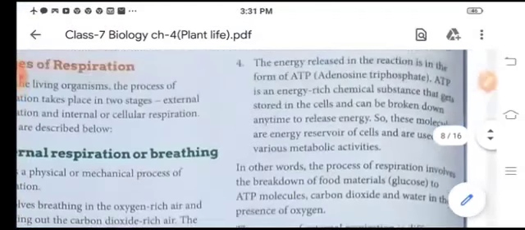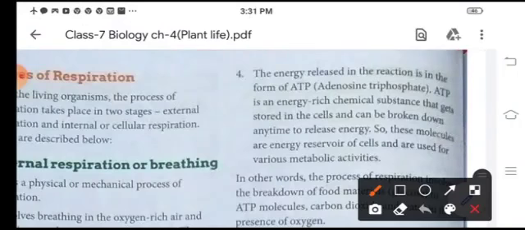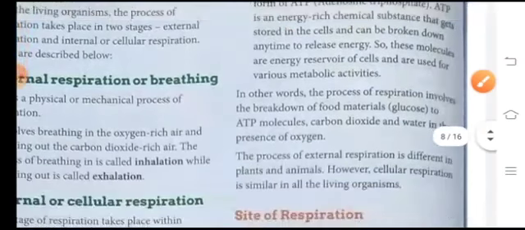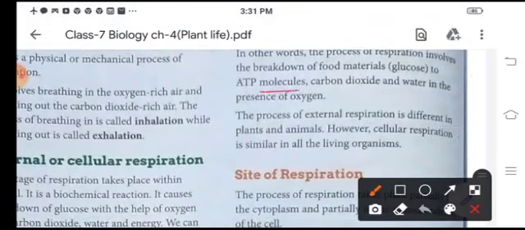Then the energy which is liberated in this reaction is in the form of ATP. Now the full form of ATP is adenosine triphosphate. ATP is an energy-rich chemical substance which is stored in the cells and broken down any time to release the energy. Now we can say that the process of respiration involves the breakdown of food materials to ATP molecules, carbon dioxide and water in the presence of oxygen.